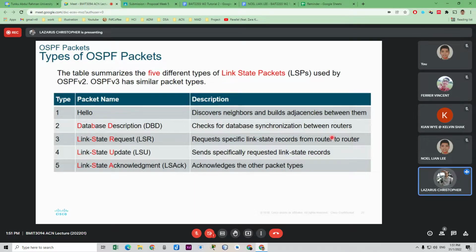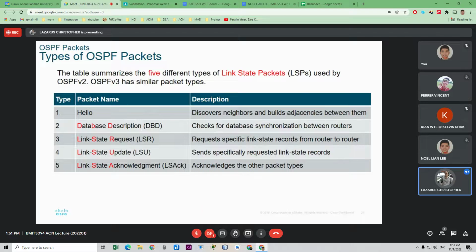DBD checks for database synchronization between routers. LSR requests specific link state records from router to router. Update means after you've been requested, you send the update, right? And link state acknowledgement: if you receive any of packets 1 to 4, then this acknowledgement needs to be sent to inform the other router that sent them.